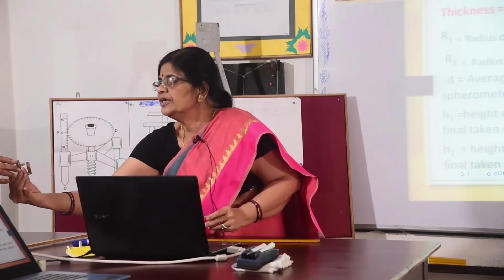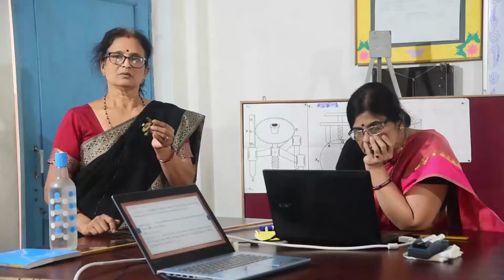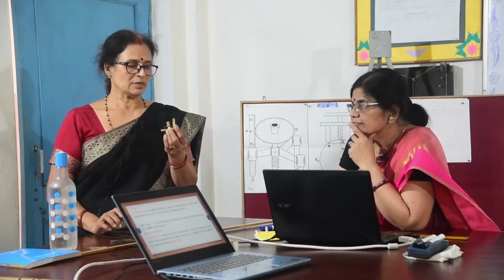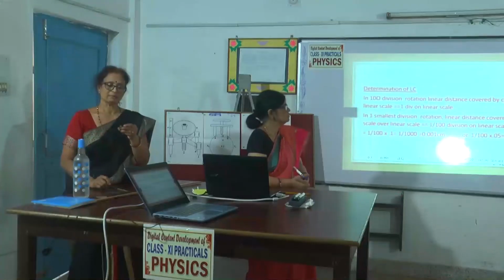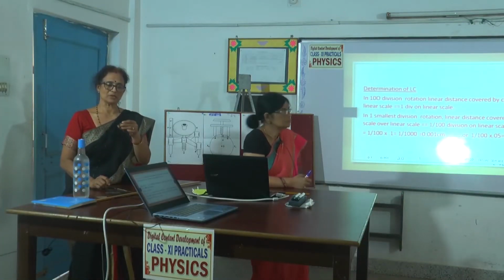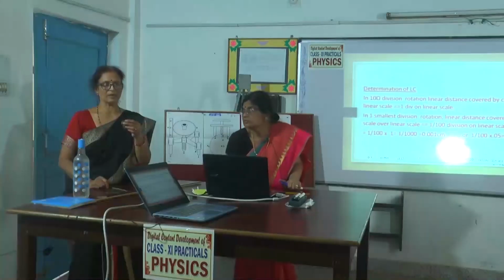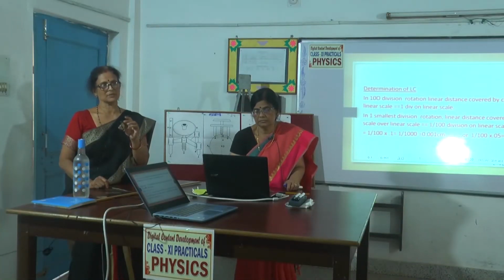So what is least count? Least count is equal to pitch divided by the number of divisions on the circular scale. That means 0.1 centimeter divided by 100 divisions, that is 0.001 centimeter. Least count in this case is 0.001 centimeter. If you have a spirometer in which 1 centimeter is divided into 20 subdivisions, then pitch will be 1 by 20, that is 0.05 centimeter, and accordingly least count will be 0.05 centimeter divided by 100, that is 0.0005 centimeter.